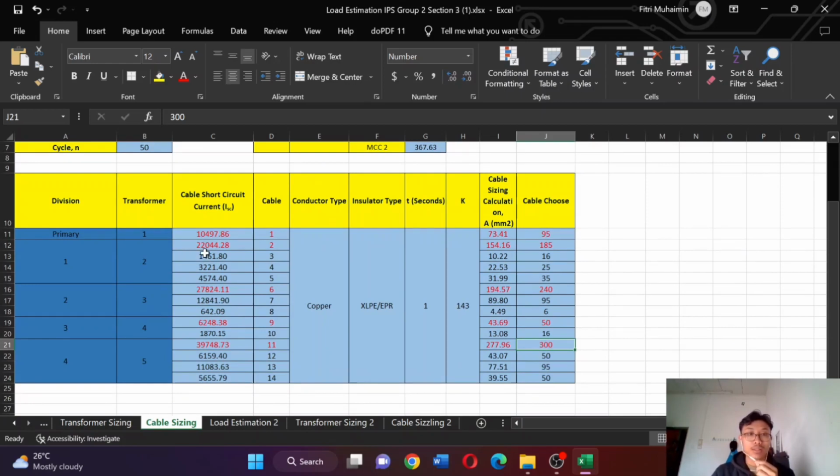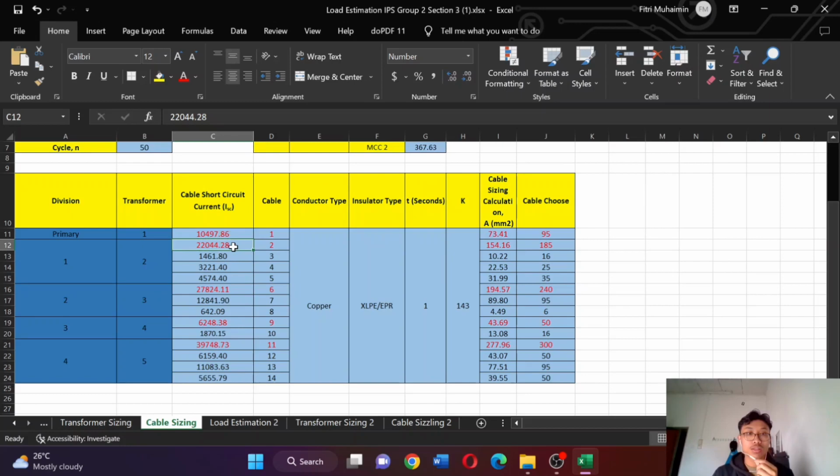So for the cable sizing for transformer 1, which is the primary, we get the short circuit current is 10497.86. For the cable sizing calculation, the formula is the square root of I short circuit current squared times T over K. So we get 73.41, so we choose 95 mm. Next one is for transformer 2.